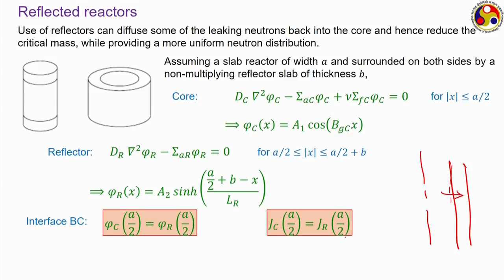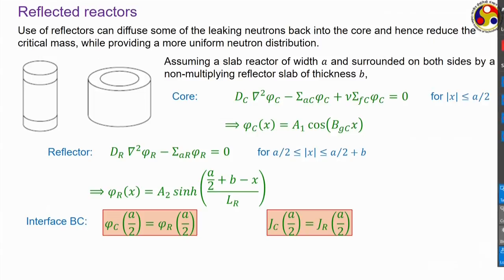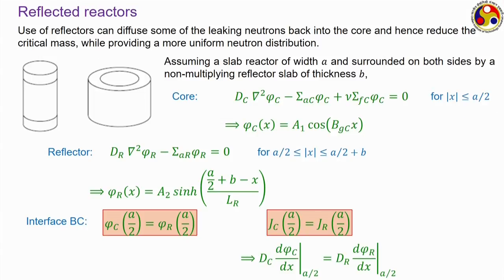And we have a second boundary condition. The equality of flux alone is not sufficient; we also have to consider the gradient of the flux, or the neutron current density. That also should be equal for both core and reflector at that interface. So here J represents the neutron current density, and by using Fick's law of diffusion, we arrive at J being minus D d phi by dx. So, we get this particular equation.